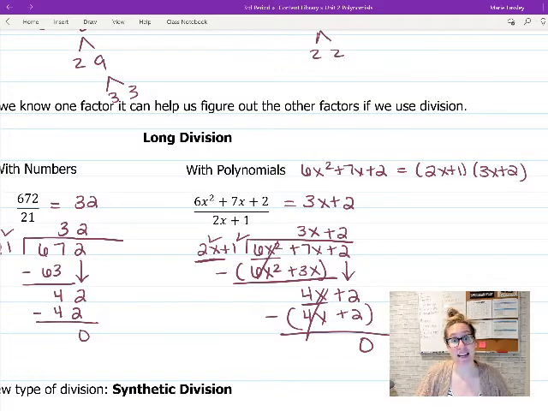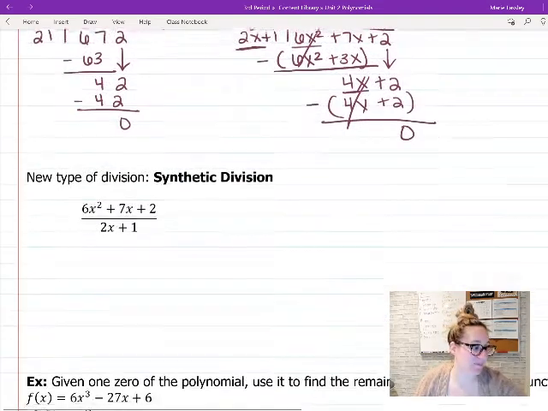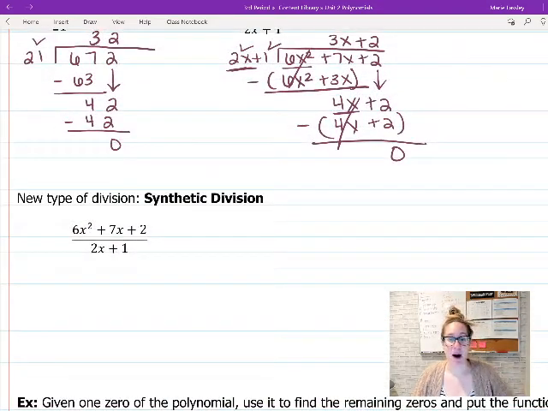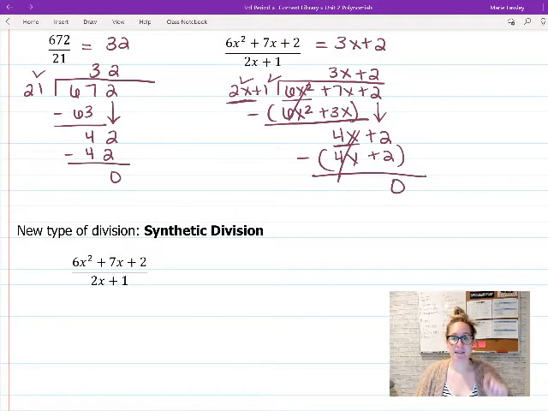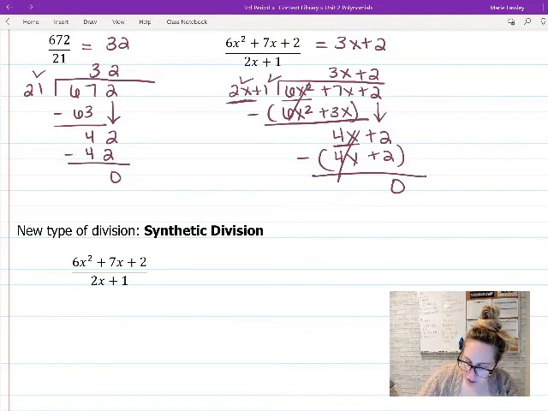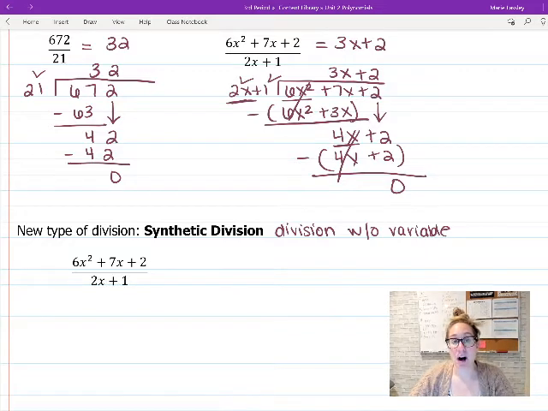Now, like I said, there is another type of division that we are going to look at, and it is called synthetic division. We're going to do the exact same problem that we did above. So it's still the same 6x squared plus 7x plus 2 divided by 2x plus 1. But what synthetic division does is it does the division without using the variables. So it's just division without variables. Now we are going to put the variables back at the end, but we're going to take them out because it helps us do the division kind of quickly.